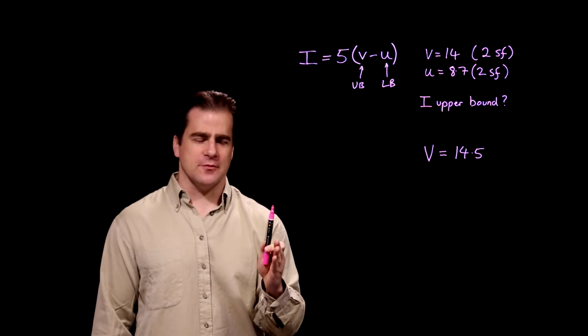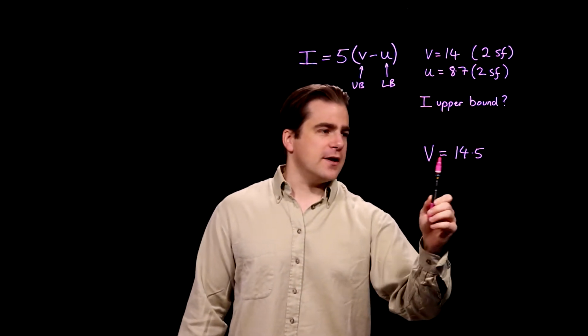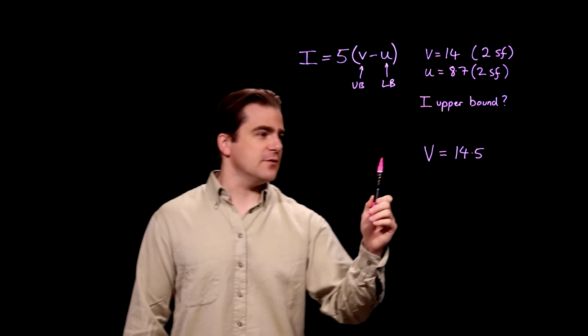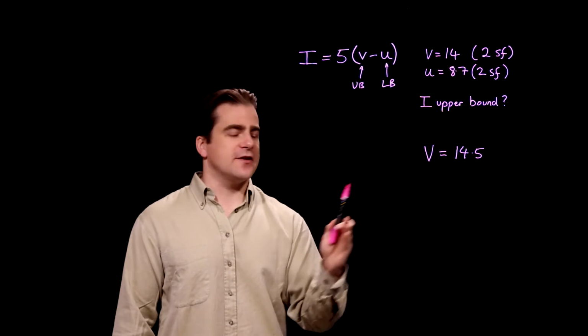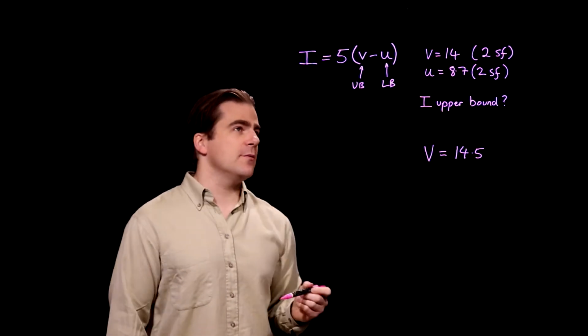Don't think about that too much. You're right, you would round up to 15, but it's a boundary value. So just take it as 14.5. That's the upper bound. Right, the lower bound for u.